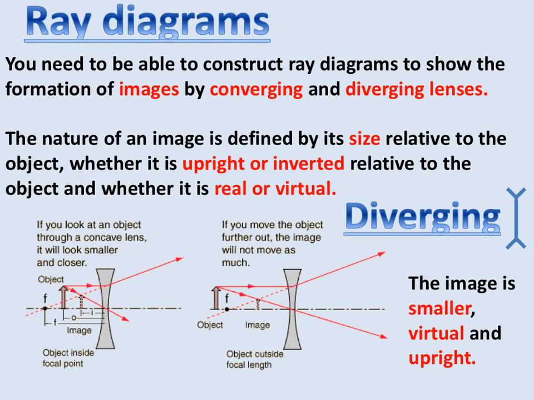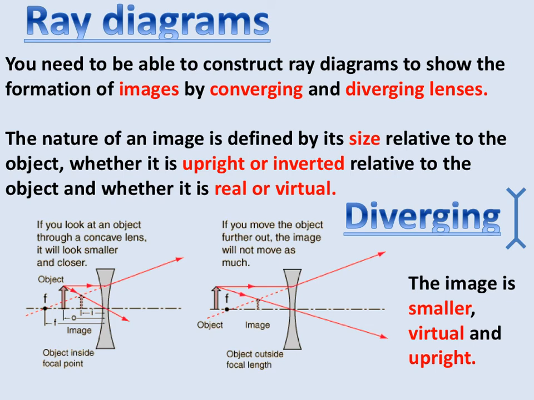Now that we understand how the different lenses work, we need to be able to construct ray diagrams. So you should be able to construct ray diagrams to show the formation of images by converging and diverging lenses. You should then be able to discuss the nature of the images formed by the different types of lenses. When you discuss the images, you need to comment on three different things: their size, whether they're upright or inverted, and whether they're real or virtual.